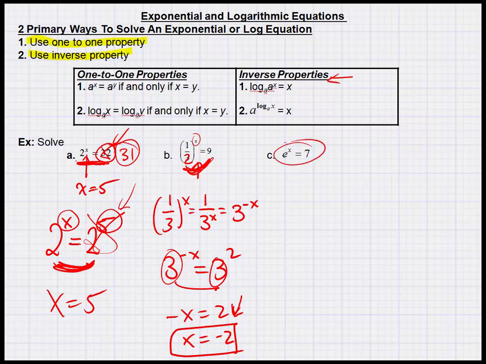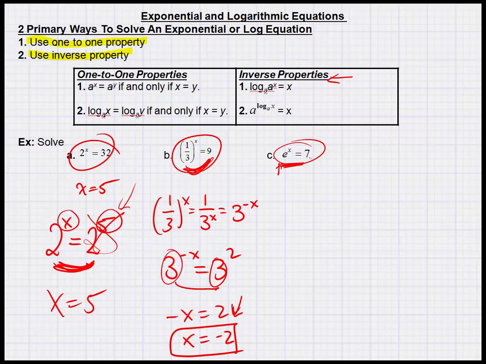Here's this next one. e^x = 7. It has roughly the same form as these other two. If you look at these other two, there's something raised to the x power equals a number. That's all I have here. Some base to the x power equals a number.